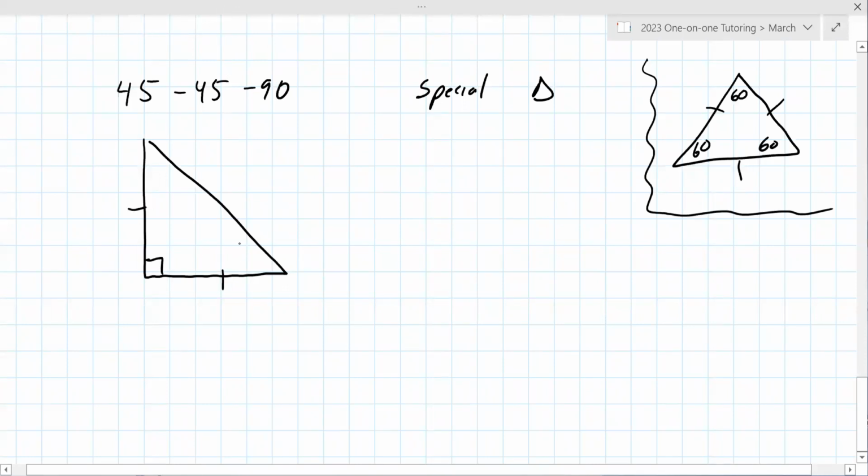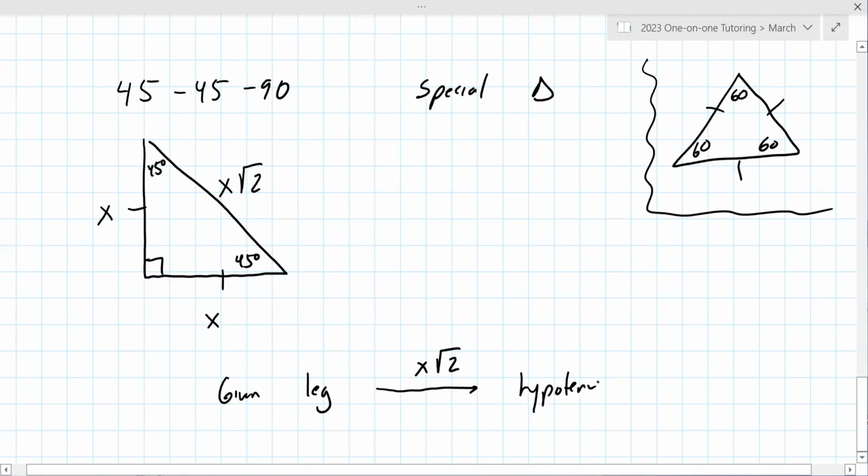So the 45, 45, 90 means that the two base angles are 45, the two sides are congruent, and this is a 90-degree angle here. Now this has very special properties, like it allows you to find all three sides from one side. You actually did one of these earlier. The reference triangle is as follows: x, x, x square root 2. And here's the takeaway. If you're given a leg, to get the hypotenuse you multiply by the square root of 2.